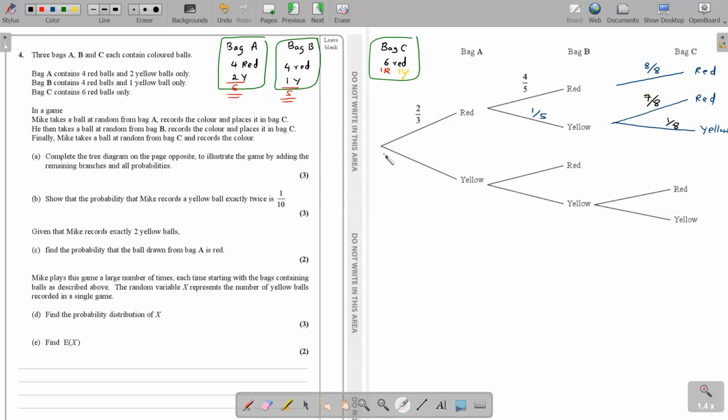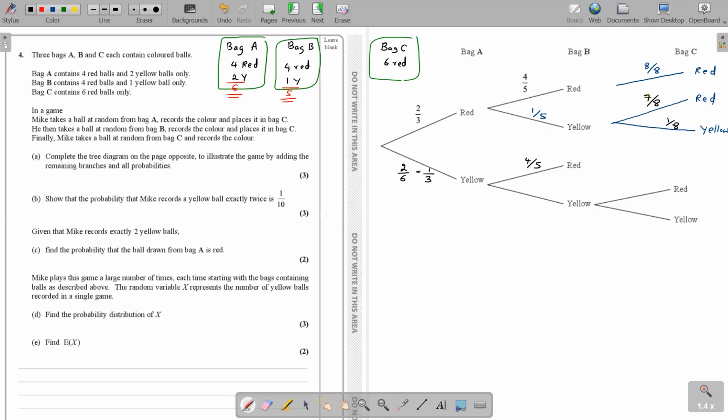Let's go back to bag A again from the very beginning. Remember, each of these branches, when you go from the beginning, you have to think of it anew. So starting again from the first one, bag A, what's the chance of you taking a yellow ball? You have 2 chances for yellow, 2 out of 6, isn't it? 2 out of 6 becomes 1 over 3. Then from bag B, we are going to take a red. What's the chance of taking a red from bag B? 4 chances out of 5.